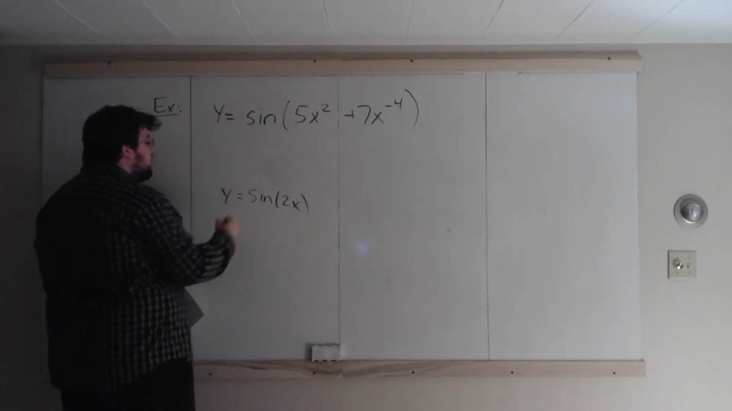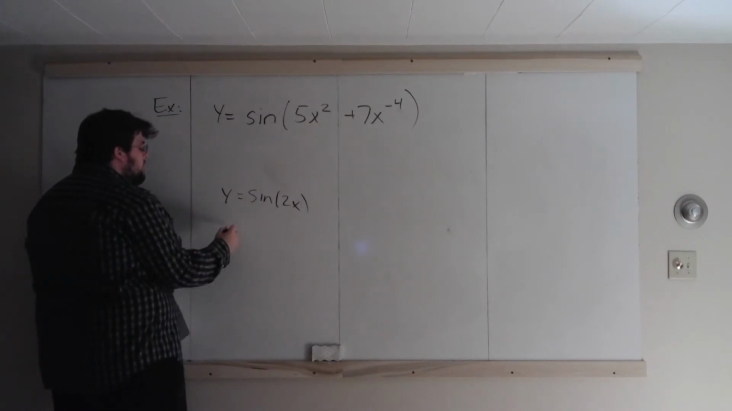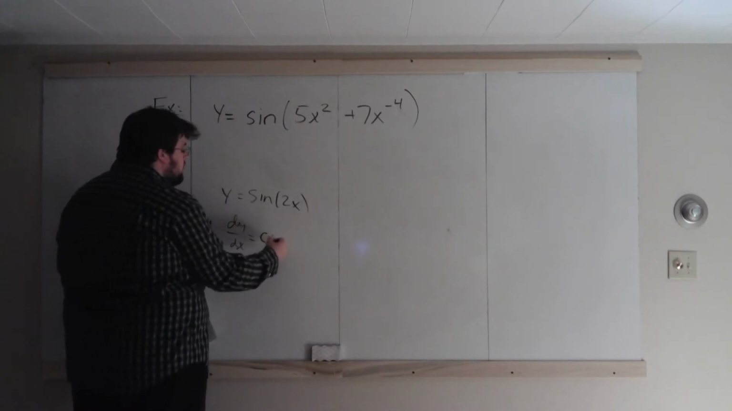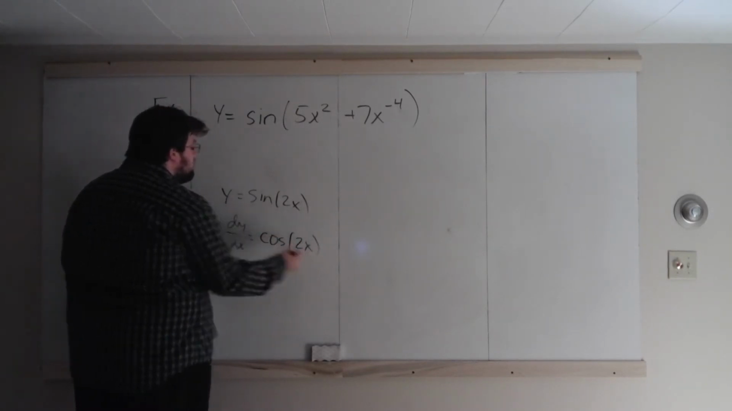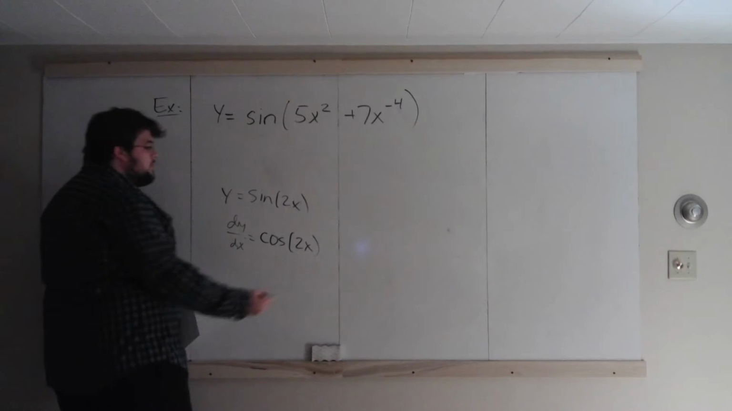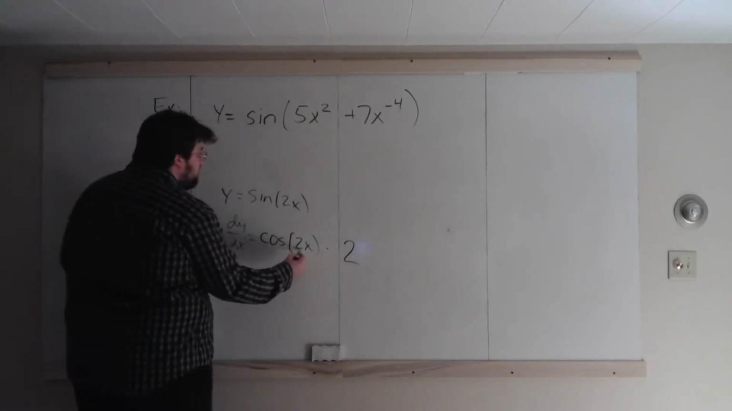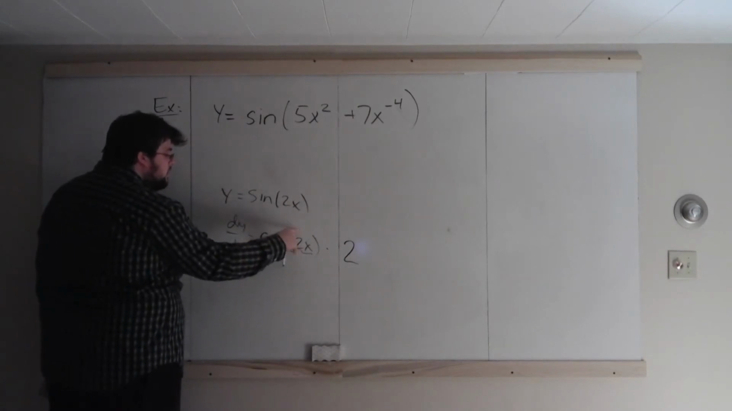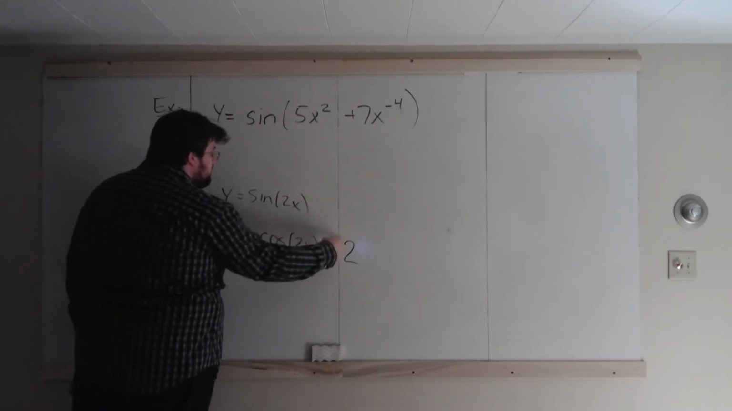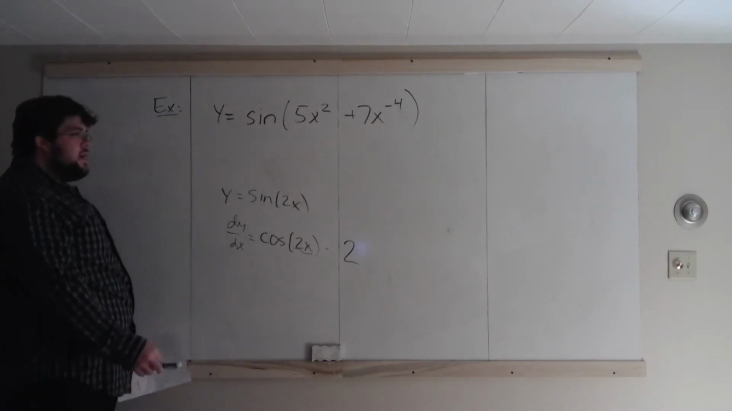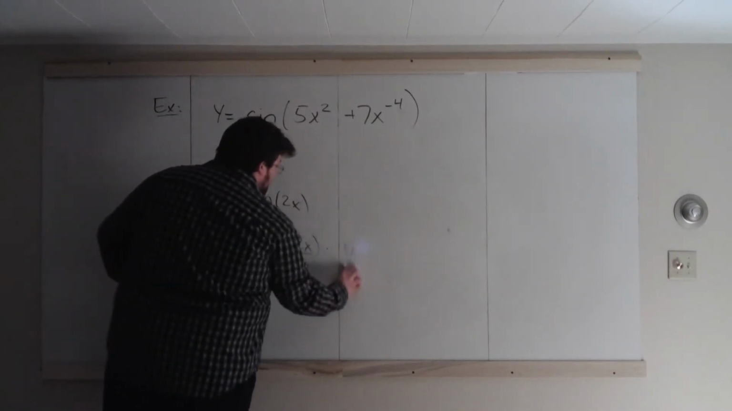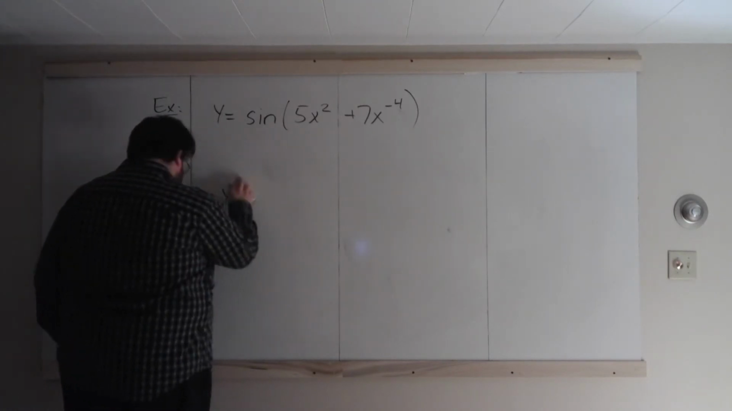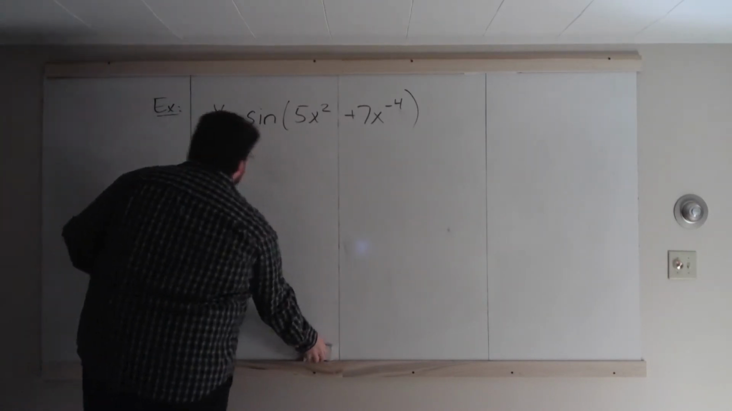what happened when we did y equals sine of 2x. To find that derivative, this is a sine function. Derivative of sine is cosine. And then we multiplied by the derivative of this 2x. Derivative of sine is cosine. Leave the inside alone. Multiply by the derivative of that inside. Well, we're going to do the same thing here.